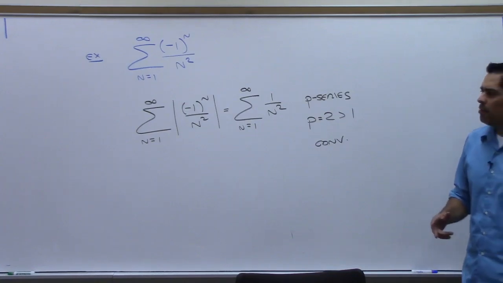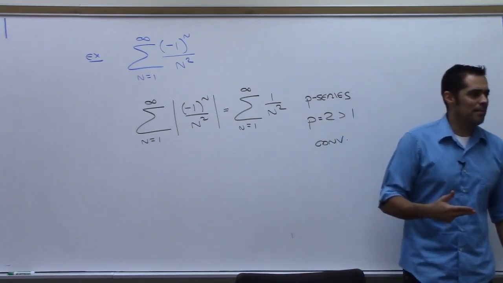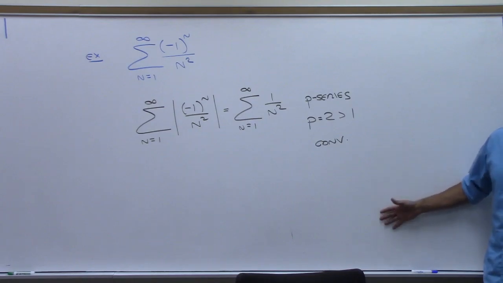Just don't confuse that with conditionally convergent. Conditionally convergent is a series that converges, but when you take the absolute value, it doesn't.